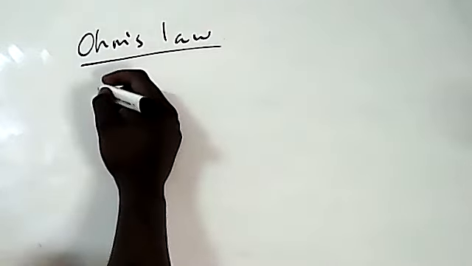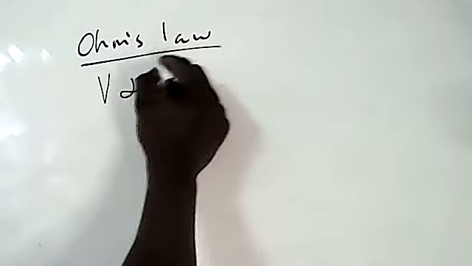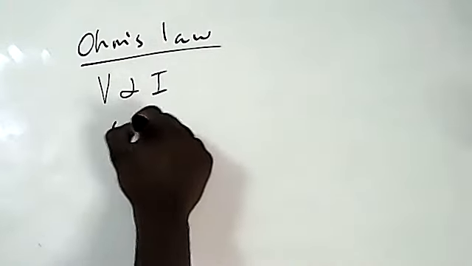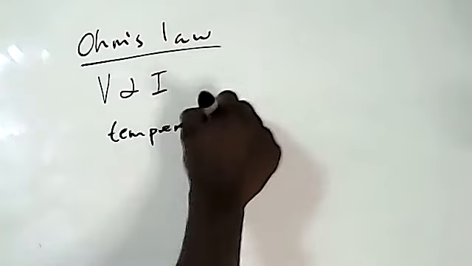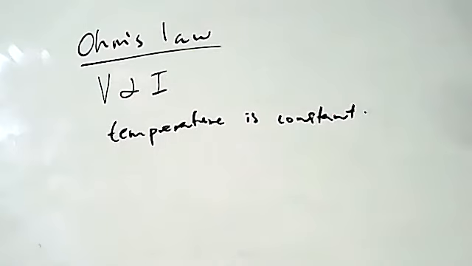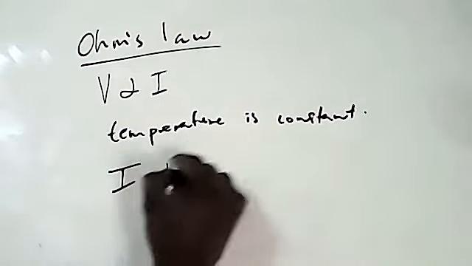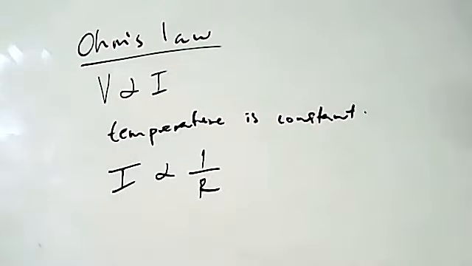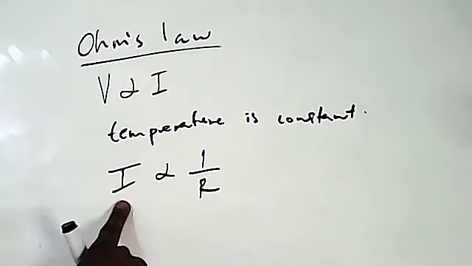So what we are basically saying here is that voltage is directly proportional to current only if the temperature is constant, right? And another thing, I don't know if I told you in the previous video, but if you keep on adding resistors in series, the total resistance will increase. But if you add the resistors in parallel, the total resistance will decrease. And you must know the relationship between the resistance and the current, because current is inversely proportional to resistance. If the resistance increases, the current will decrease.